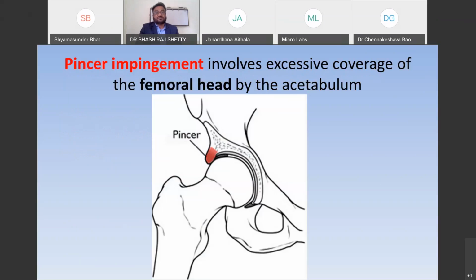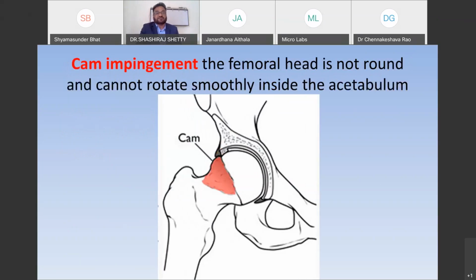What is pincer impingement? It involves excessive coverage of the femoral head by the acetabulum. The head is small, the femoral acetabular cup is big, then you will have a pincer impingement. In the other case, the femoral head is not round and cannot rotate smoothly inside the acetabulum, which causes cam impingement.